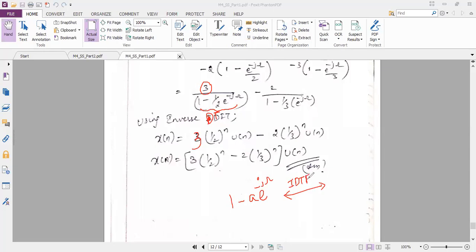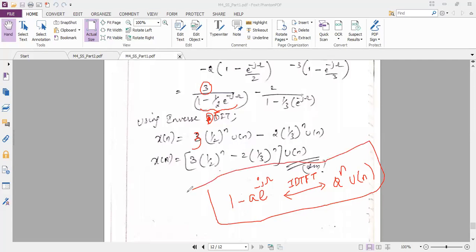Inverse discrete time Fourier transform is, I can write, a power n into u of n. Can you follow this formula, everyone? Just write this formula. If you have 1 minus a e power minus j omega, then its inverse Fourier transform is a power n multiplied with u of n. Now if you compare this formula with the denominator of the first term, can I write a as 1 by 2 power n as per my formula, multiplied with u of n? Can I write like that?